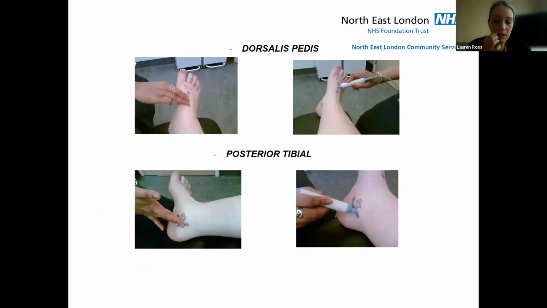So if there's any edema present, then it does make it harder to feel that pulse in the foot. So here you can see some pictures on the left-hand side. That's someone palpating the pulse. So the top left is the dorsalis pedis, and underneath is the posterior tibial. And on the right-hand side, you've got the Doppler, so the handheld ultrasound device, which we would use to listen to the waveforms within each pulse.